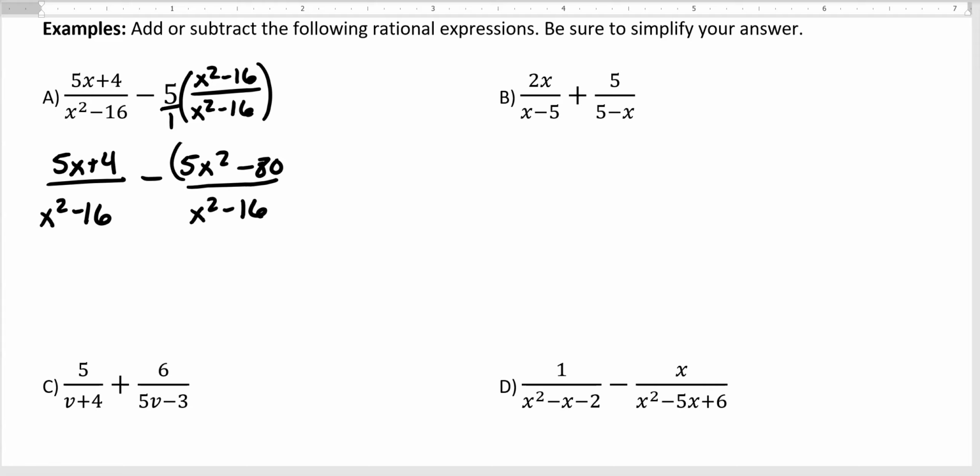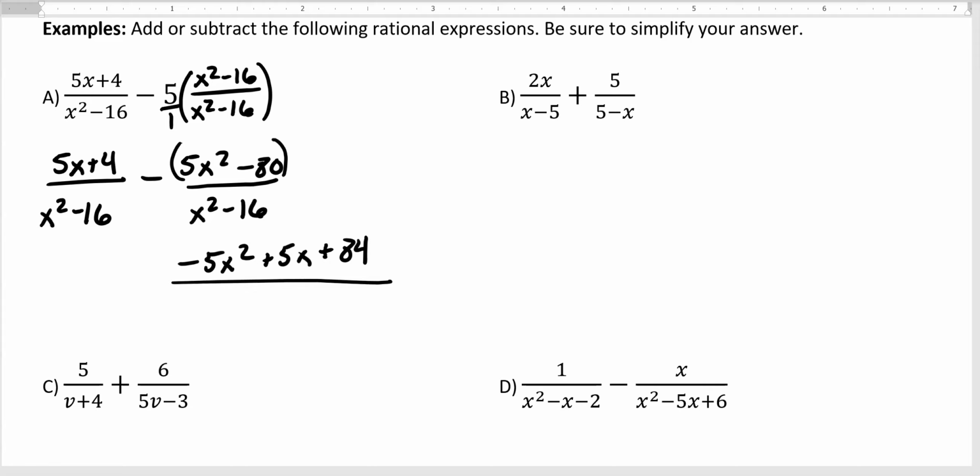Now remember, I'm subtracting this entire fraction here. So I don't have another x squared term, so I'm just going to have negative 5x squared. I don't have another x term, so I'm just going to have plus 5x. And then on 4 minus negative 80, that will become plus 84.